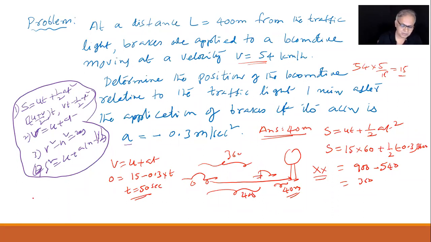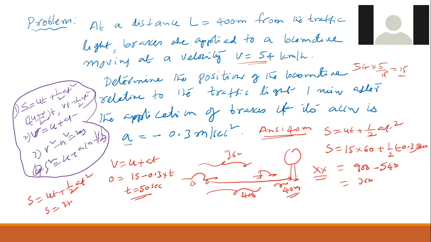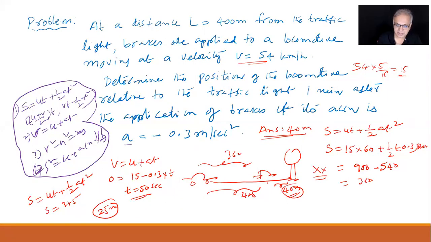So if I write s equals ut plus half at square again, I'll get s equals 375 meters. So yes, the answer, sir, is 25 meters I'll get. So which is the right one? You argue for your case.